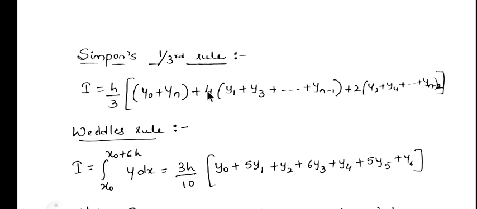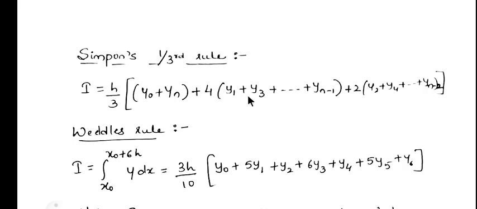last term, plus 4 into all the odd series, that is y1 plus y3 plus so on up to plus yn minus 1, bracket close, plus 2 into all the even terms, that is y2 plus y4 plus so on up to plus yn minus 2, then close the bracket.